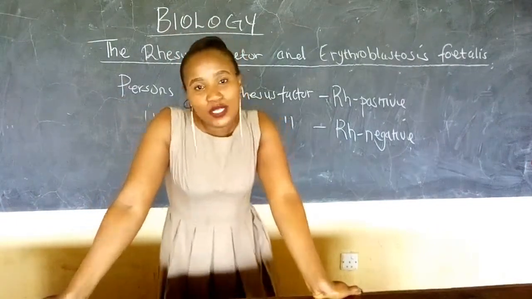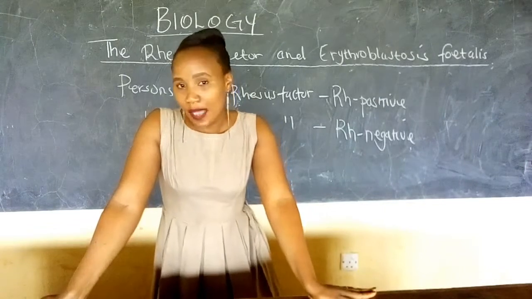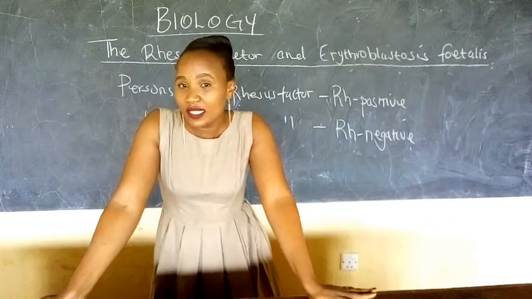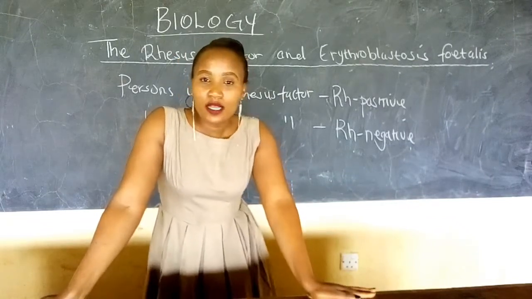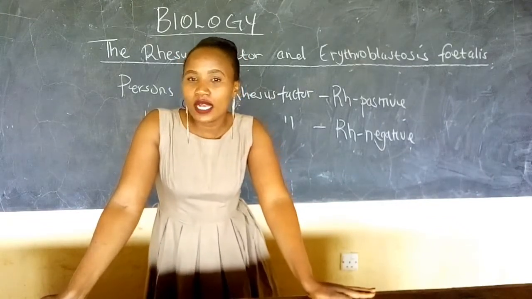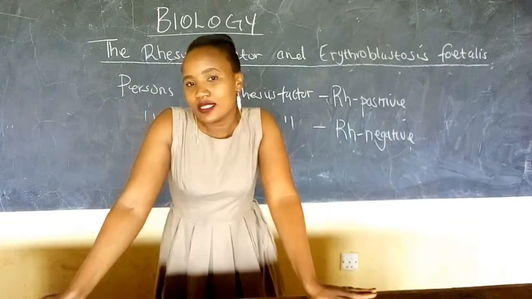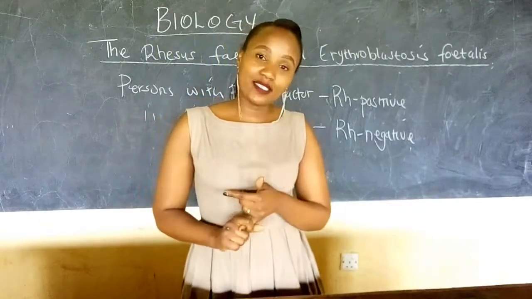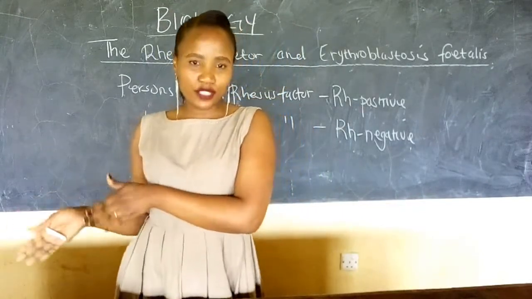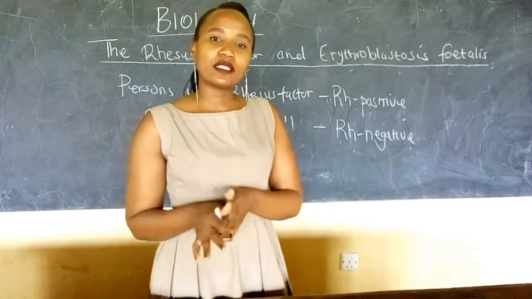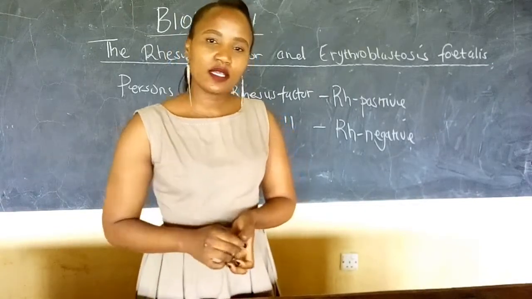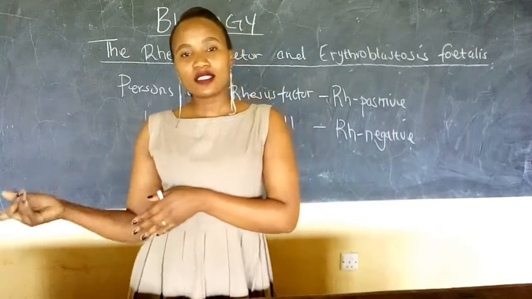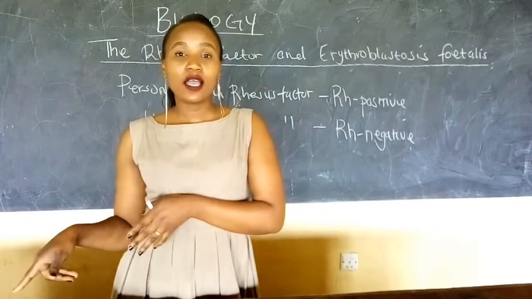Suppose a woman who is rhesus negative marries a man who is rhesus positive. Don't forget that we have said that in the blood plasma there are no naturally occurring antibodies against the rhesus factor. Now look at this scenario: a woman who is negative marries a man who is positive. When this woman conceives a baby, the baby may inherit the rhesus positive factor from the father.